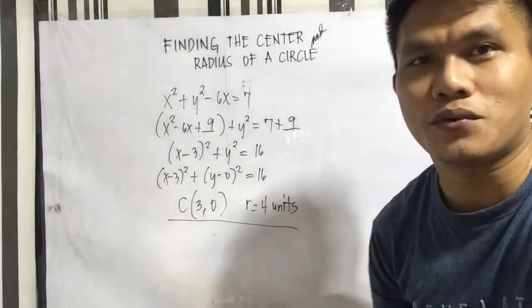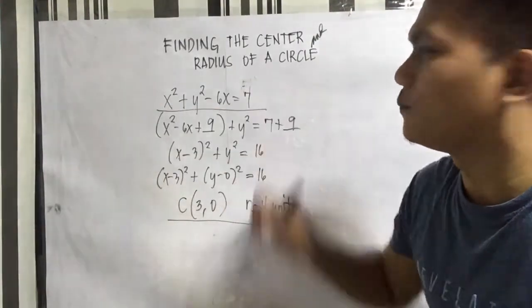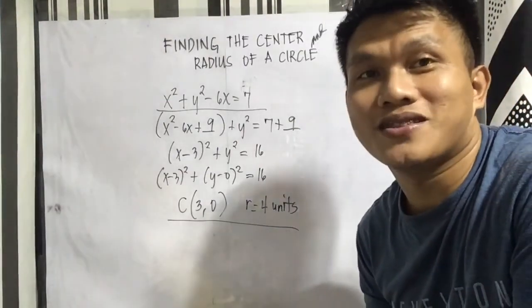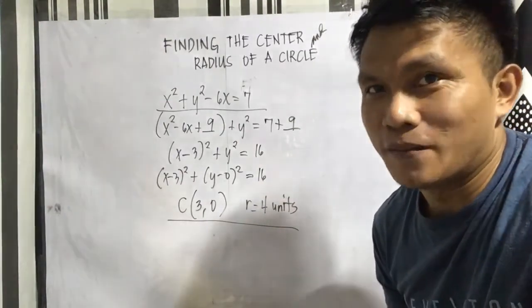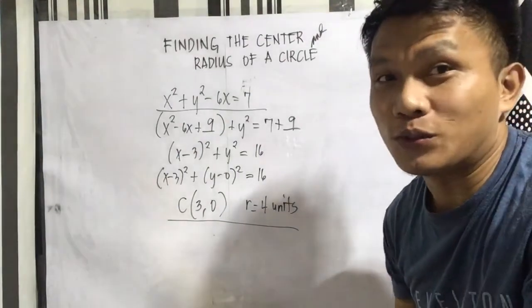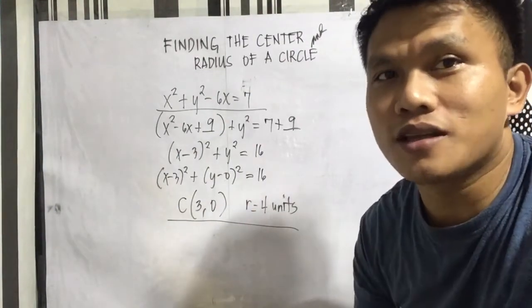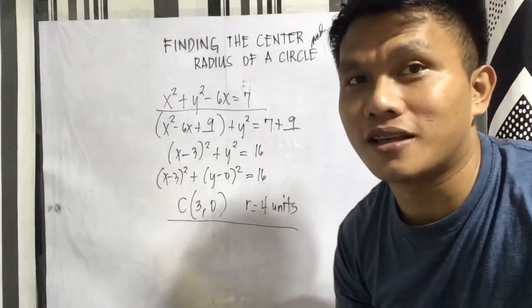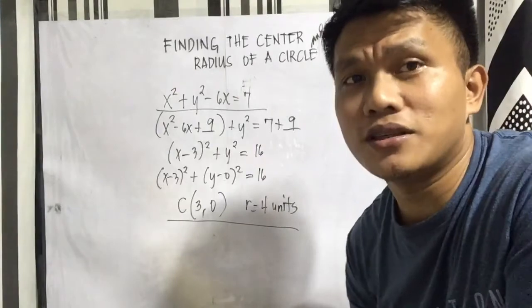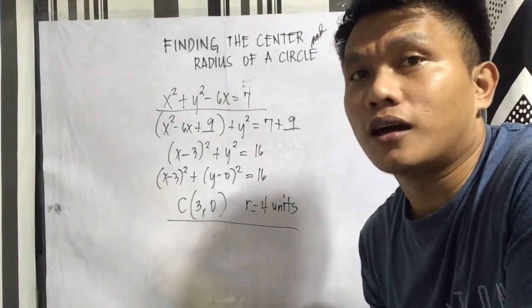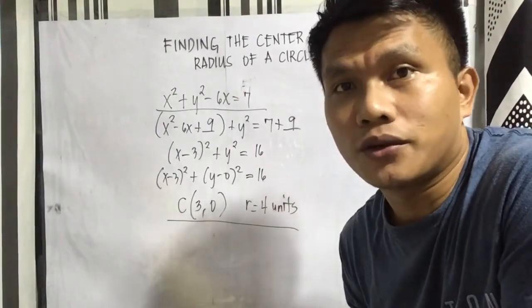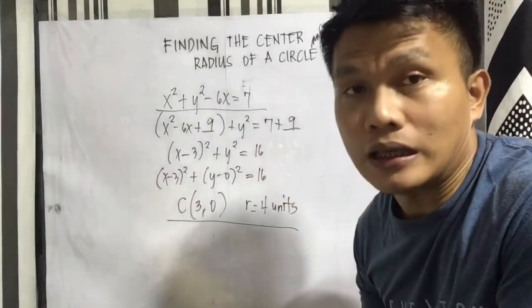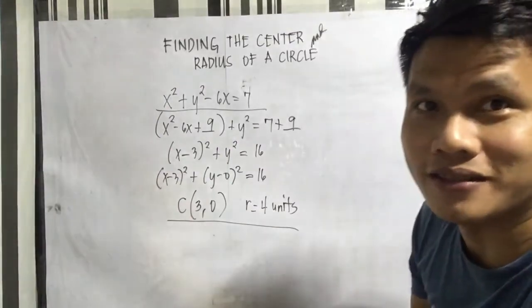Okay, so those are the properties of this equation, x squared plus y squared minus 6x equals 7. Okay, so this is far different from my previous example, because in my previous example, all terms are present. In this one, there are missing terms, the linear term for the y variable. Okay, so another example.